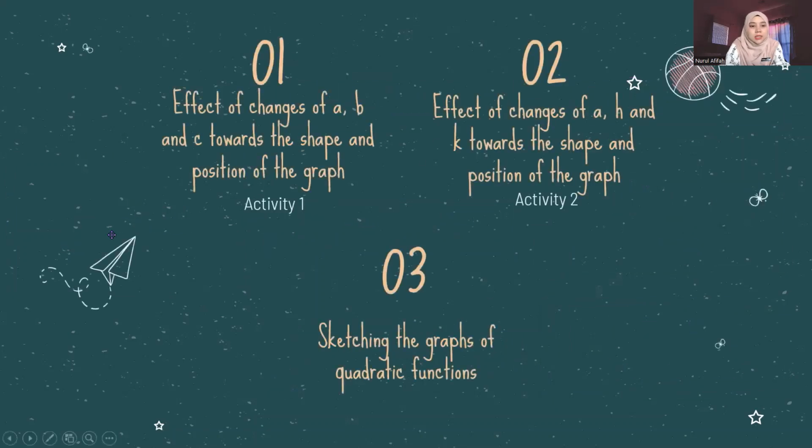Okay, these are the topics that we will learn today. Number one is effect of changes of a, b, and c towards the shape and position of the graph. And in this topic, we will do our first activity. And then the second topic is effect of changes of a, h, and k towards the shape and position of the graph. In this topic, we will do our second activity. And the last one is sketching the graph of quadratic function.